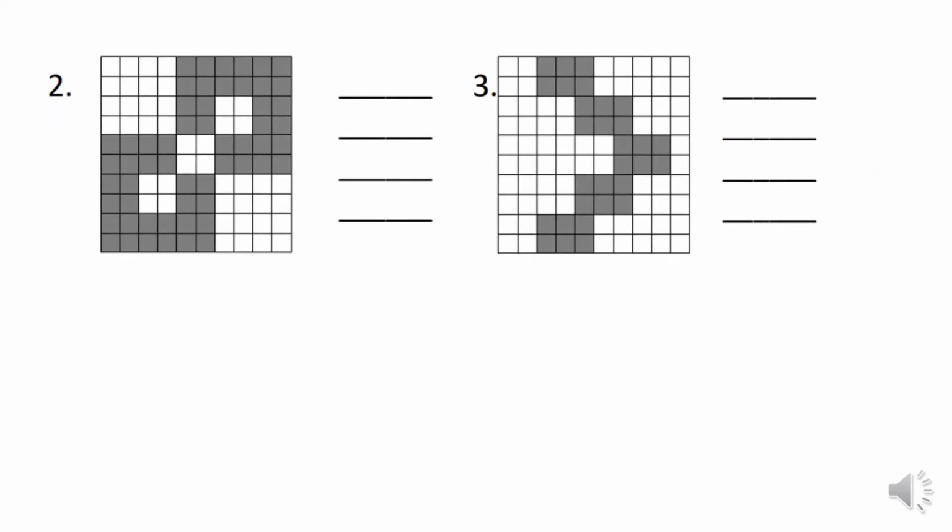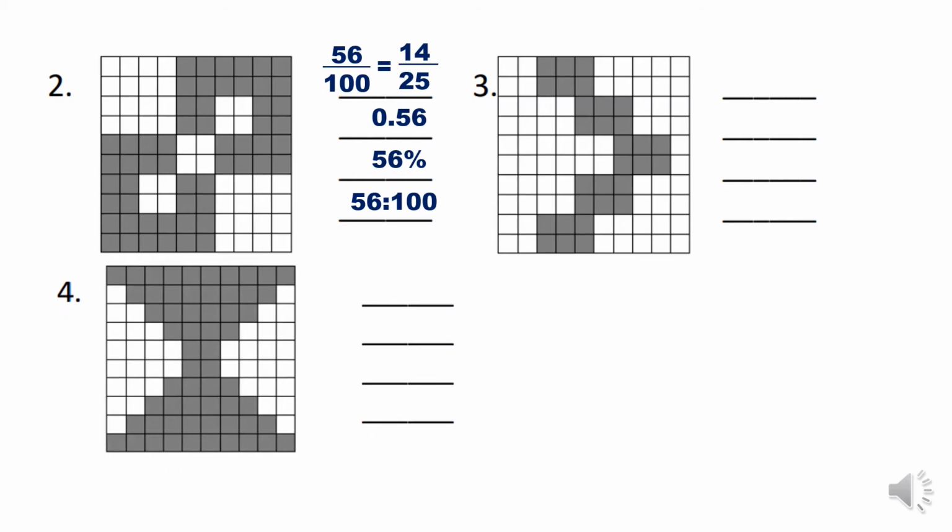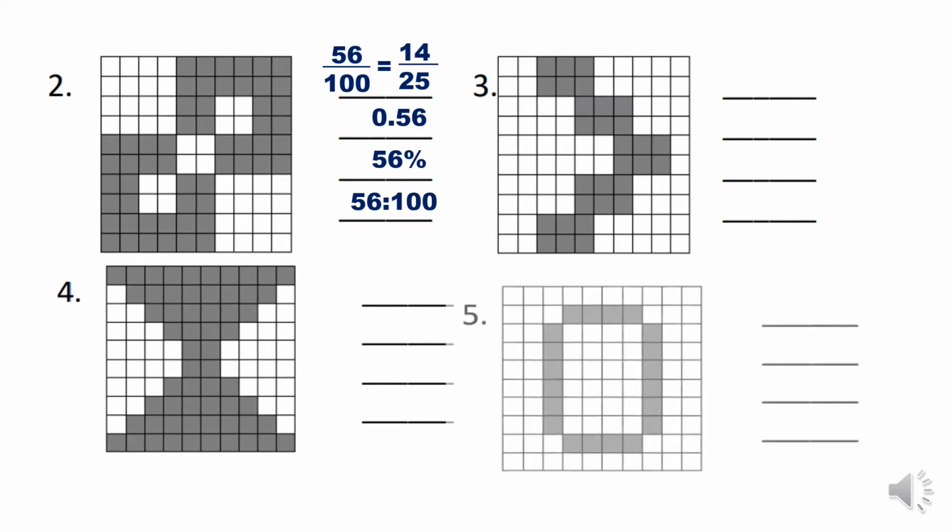For number 2, if you count the shaded parts, 56 hundredths. And the lowest term for that is 14 over 25. For decimal, 56 hundredths. In percent, 56%. And as a ratio, 56 is to 100. I'll give you 3 minutes to answer number 3, number 4, and number 5.